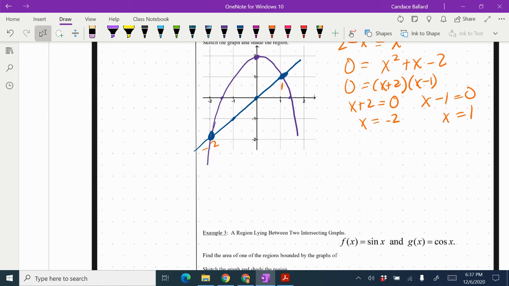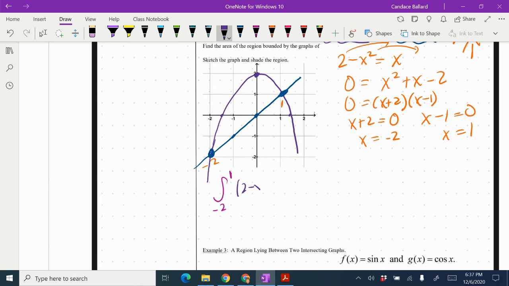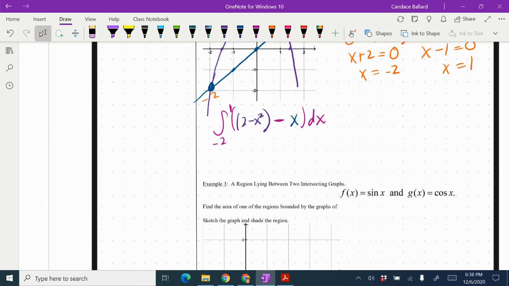All right, so now we actually have to do the area. We haven't calculated that yet. So I know I'm going to integrate from negative 2 to 1. I always want my smaller one first. Of my top function, which is the purple function, which was 2 minus x squared. And then I'm going to subtract, and it's always a subtract. I'm going to subtract my blue function, which was x. And then, of course, we always put a dx after it. So I'm going to integrate it. I really don't need as many parentheses as what I had there.